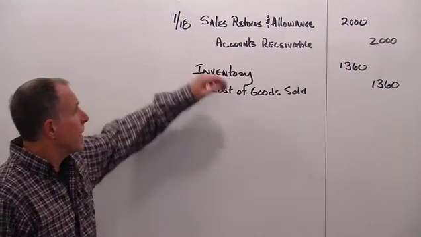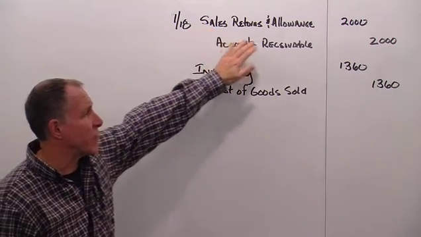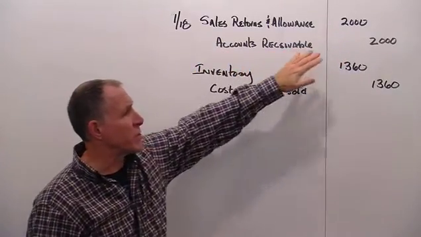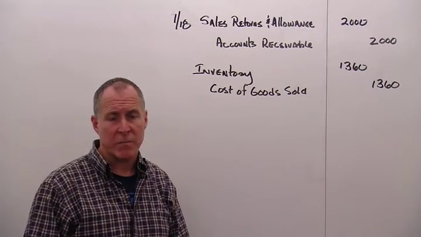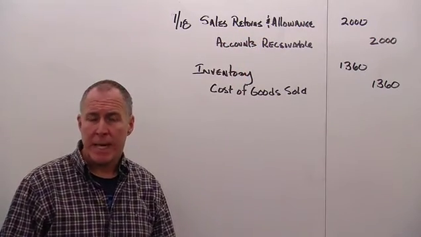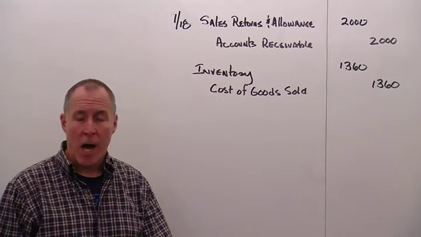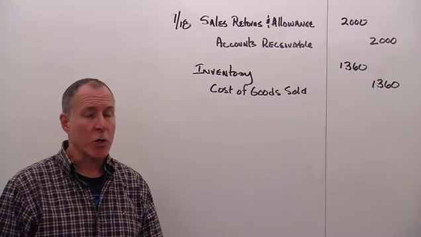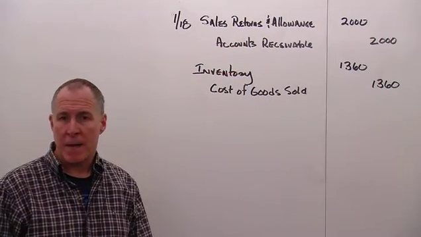So what we do is we debit a new account, we haven't had it before, sales returns and allowances for the sales price of $2,000. And we credit accounts receivable for $2,000. They don't owe us that anymore, so we decrease that asset, accounts receivable. Now, sales returns and allowances, that happens to be a contra account. That means it has a contra or an opposite balance to the normal balance for sales. Sales has a normal credit balance, so sales returns and allowances has a debit balance.